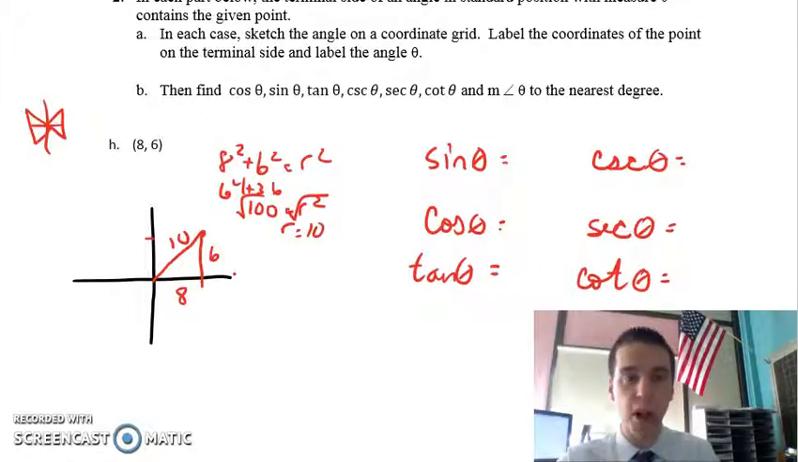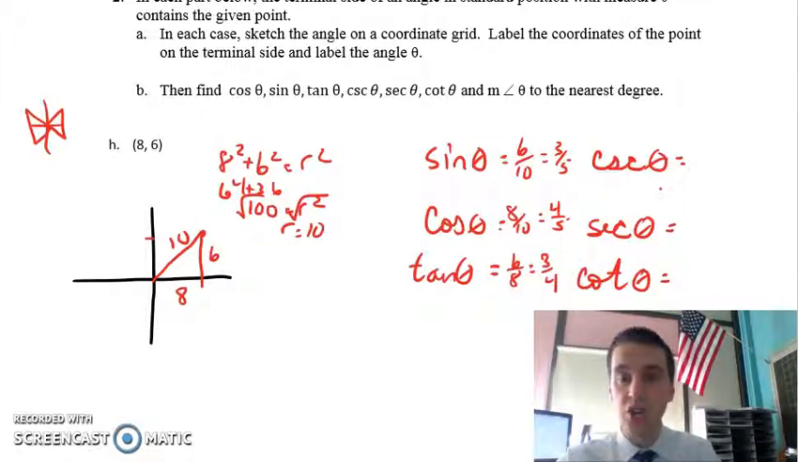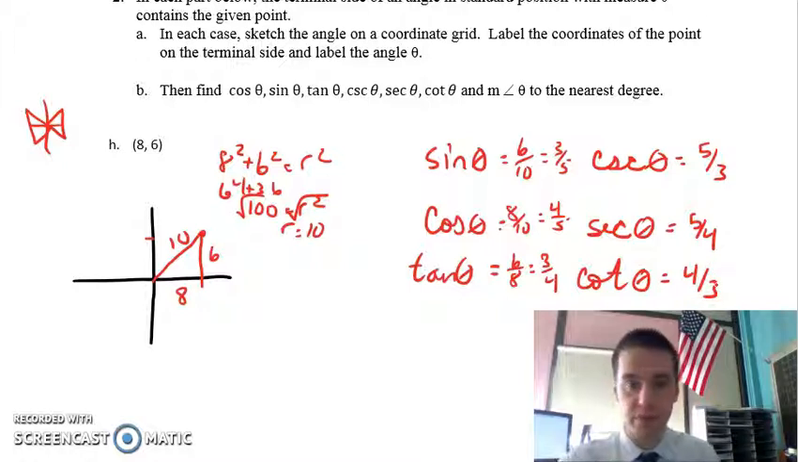Now, sine theta is y over r, so it's 6 over 10, or 3 over 5. Cosine, x over r, 8 over 10, or 4 over 5. And tangent theta is y over x, 6 over 8, or 3 over 4. All I'm going to do now that I have them written out in the correct positions, I'm just going to flip them. 5 over 3, 5 over 4, and 4 over 3.